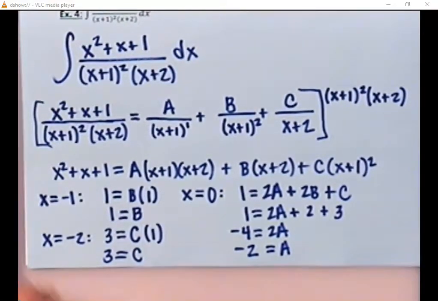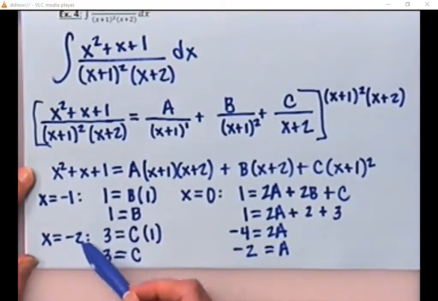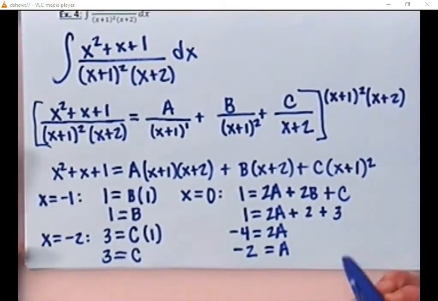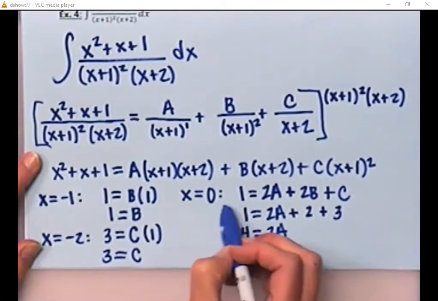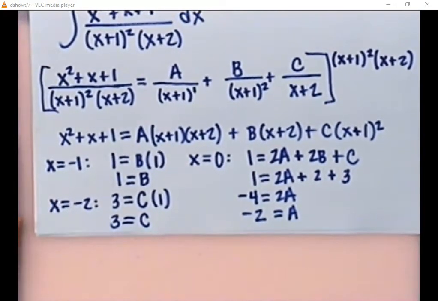So sometimes that happens in these repeated linear factors. You might only have two values to plug in, but a third variable to solve for. So just pick something easy. 1 would be fine, but I like 0. 0 is always nice. And then you'll be able to substitute and solve for that third variable. Okay, so now we're all set.